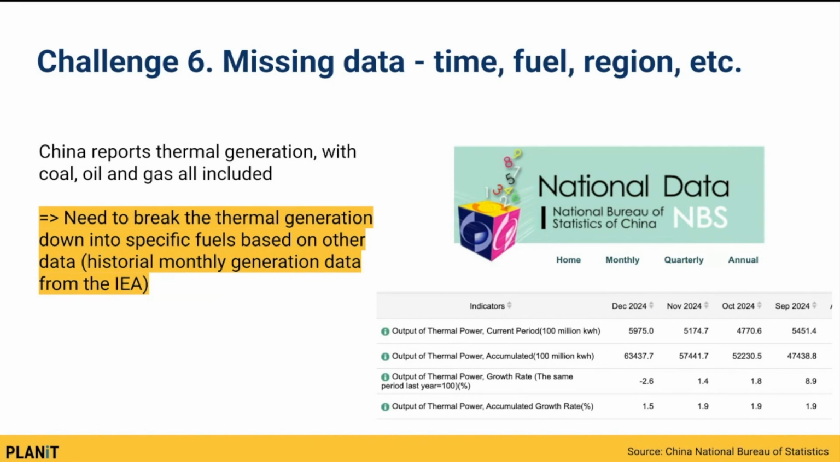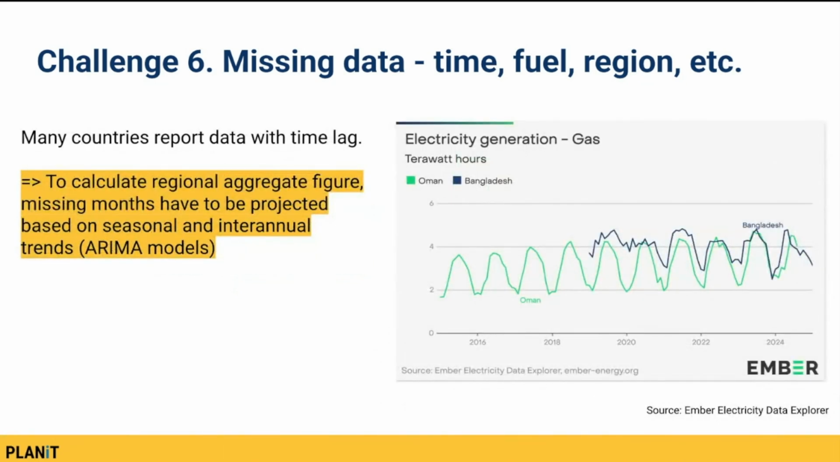China is another example. China reports coal, gas, and oil generation all as the same thing. So there's not enough granularity in their fuels for us to have the full fuel breakdown. So what we do at Ember is we use the IEA's historical monthly generation data to guess what the breakdown is. And the availability of data also varies by country.